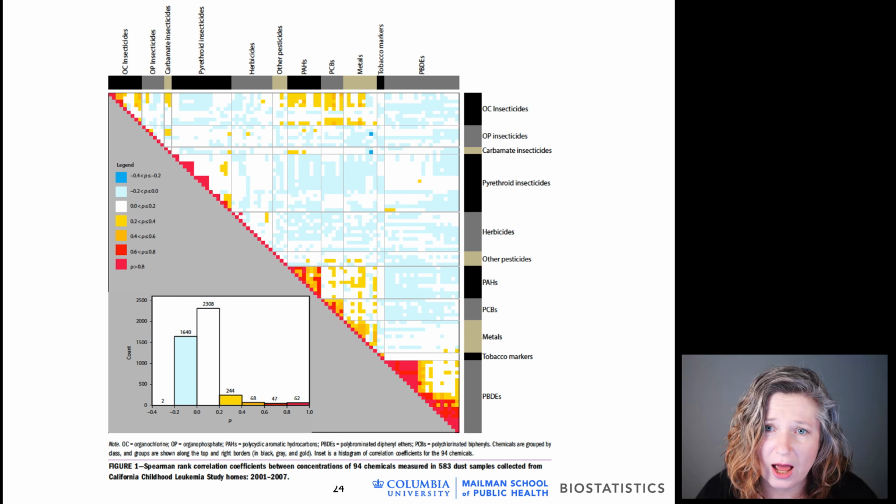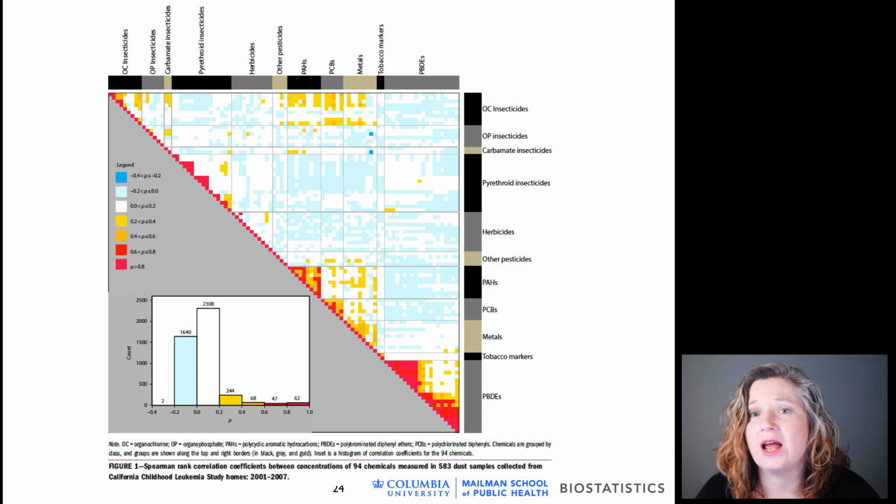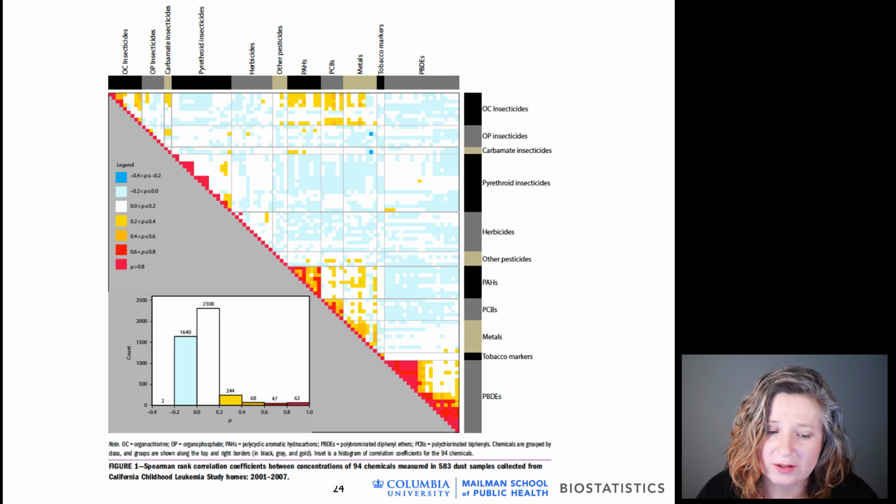Additionally, they created a histogram of those correlations and plotted it in the other triangle of the matrix. So we can see that we have two correlations that are between -0.4 and -0.2. Those two correlations will be dark blue, and we can see them somewhere in the metals and OP insecticides and carbamate insecticides. So those are the two negative correlations that say if one of those chemicals is present, the other one is less likely to be present.